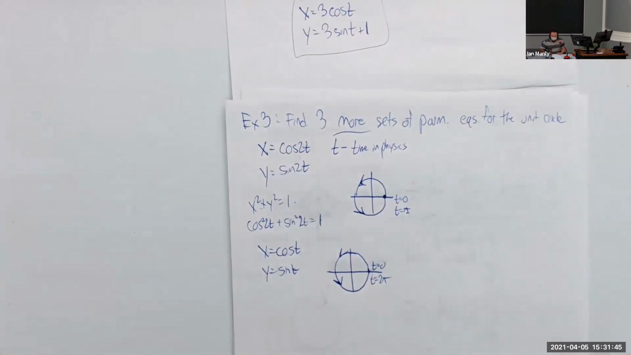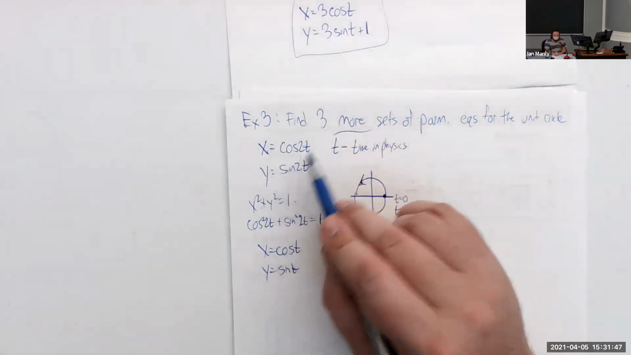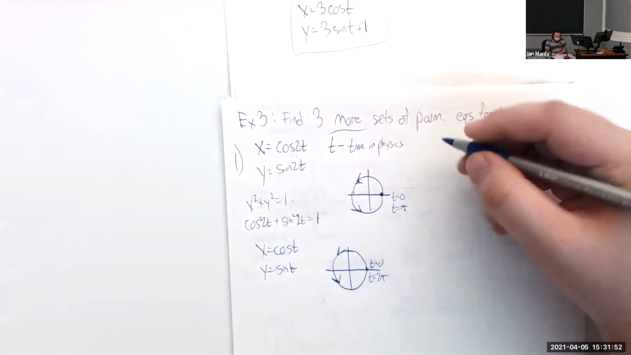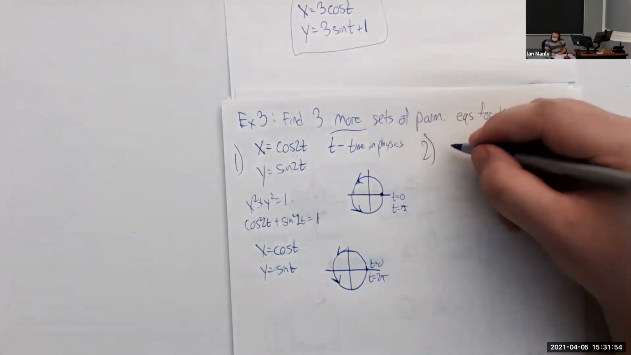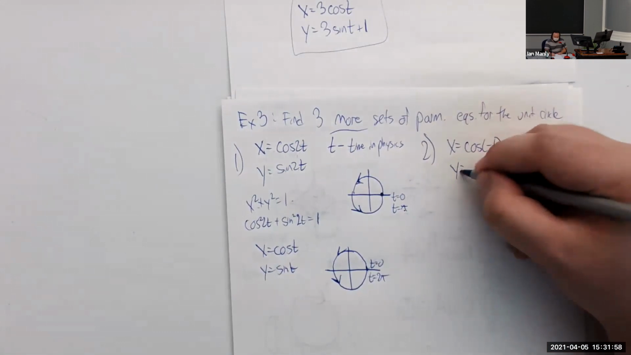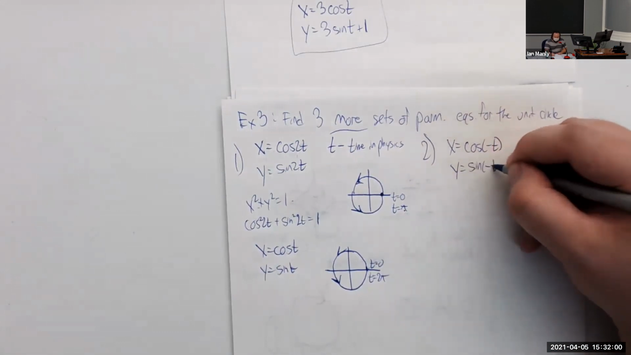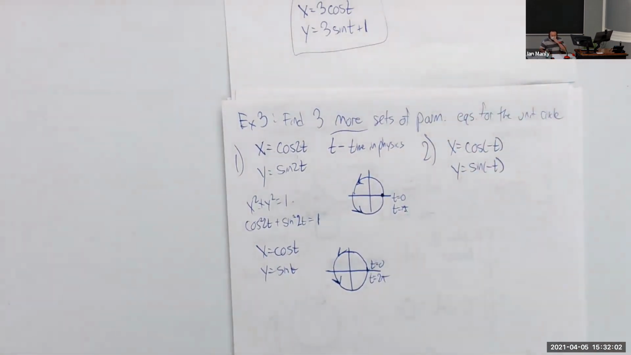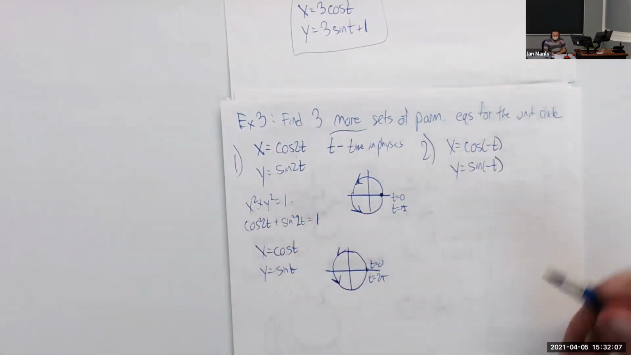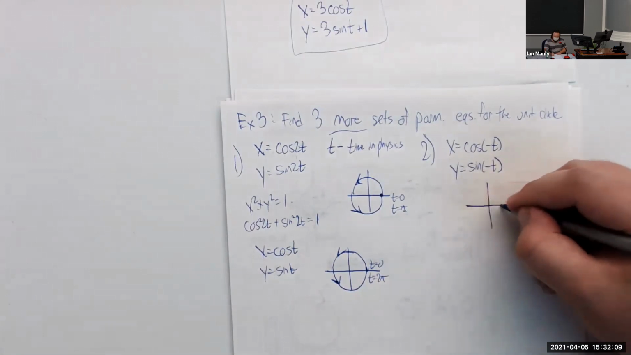All right. So we found 1 more. We need to find 3 more. My next set of them, so this is 1. My next set will be x is cosine of negative t and y is sine of negative t. So once again, we could plug these into x squared plus y squared and we'll get 1. So it does map out the unit circle.